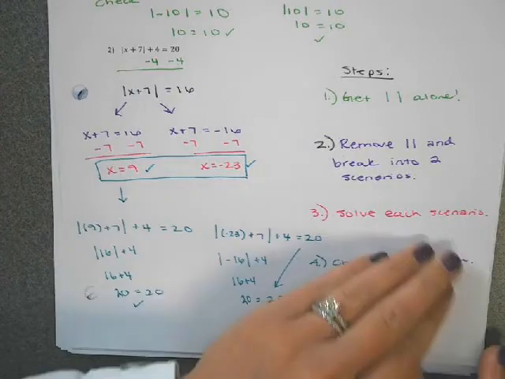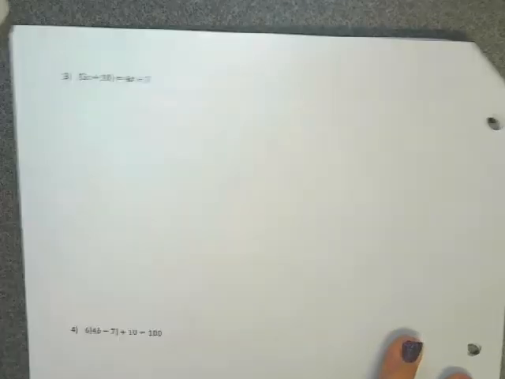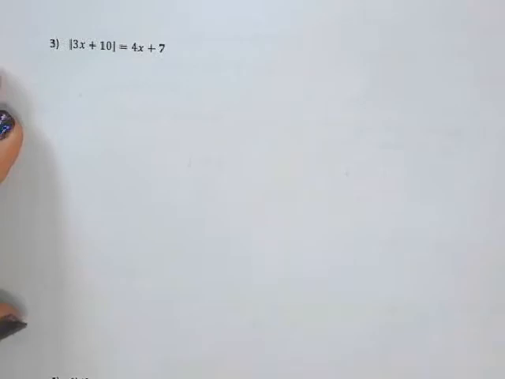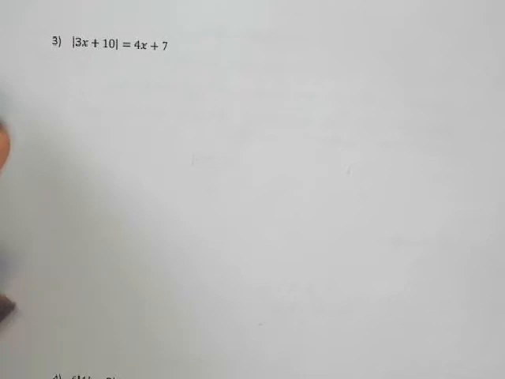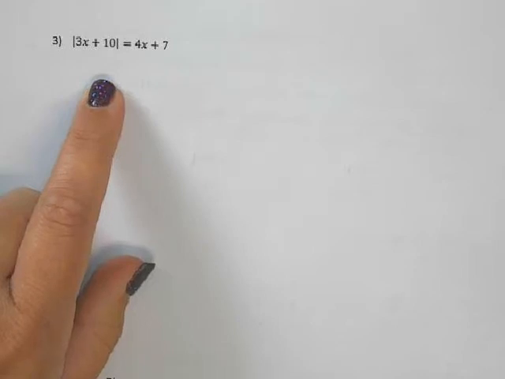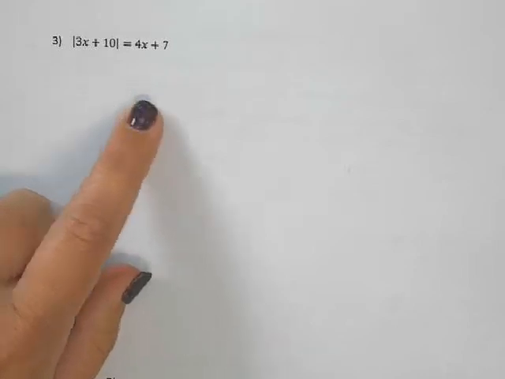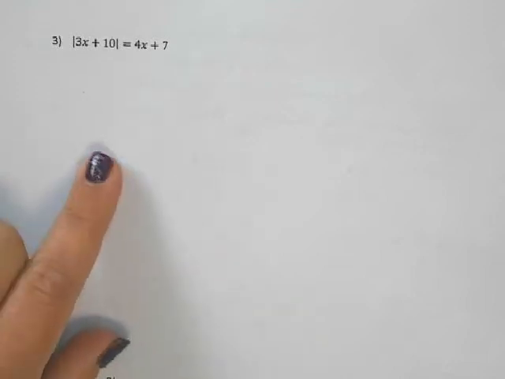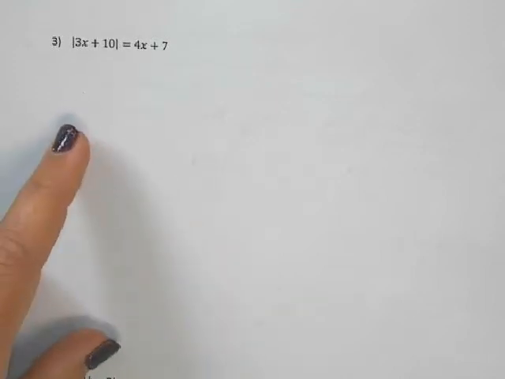Okay. Now this back one, I'm going to let you guys know right now, there is going to be an extraneous solution. So we'll see what that looks like then. Remember, the very first step says to get the brackets by themselves. So we have to get the brackets alone. But wait, the brackets are already alone. Do you see that? So then what's our next step say to do? Yep, we're going to remove those bars and we're going to break it up into two scenarios.